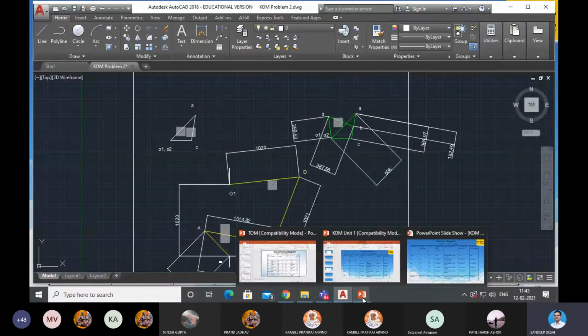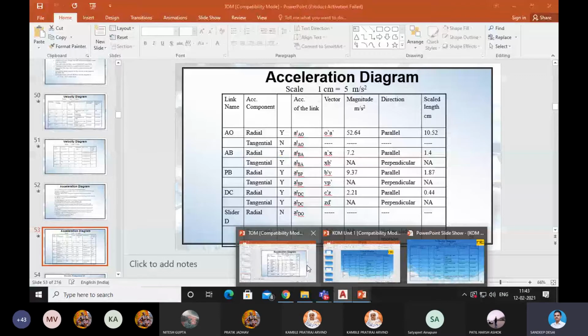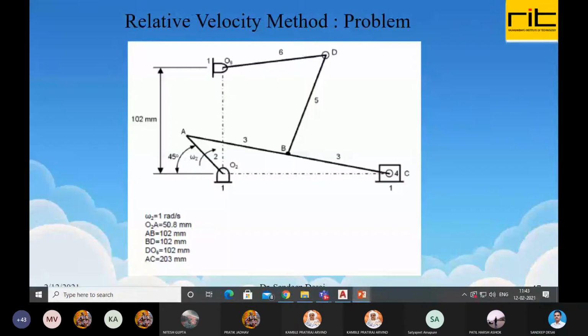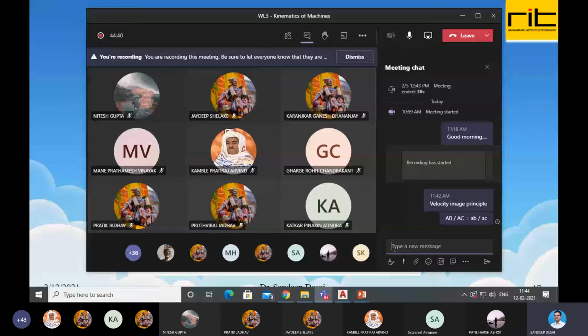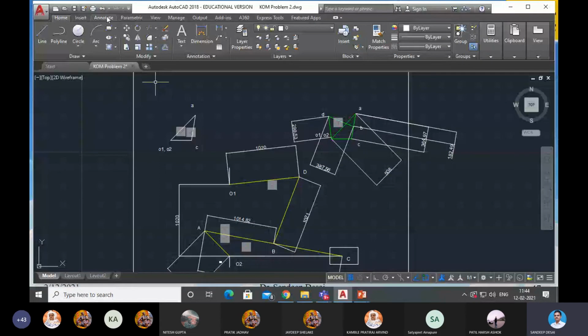So how to do that? Can you tell me the dimensions of AB and BC in the actual diagram? How much is AB? 102. Yes, sir. And AC is 203. AB by AC is equal to small ab by small ac. This is the velocity image principle. The ratio of AB by AC in the space diagram is the same as the ratio of AB by AC in the velocity diagram. Now how much is AB? 102, right? And then we don't know AC, so let us dimension it first.